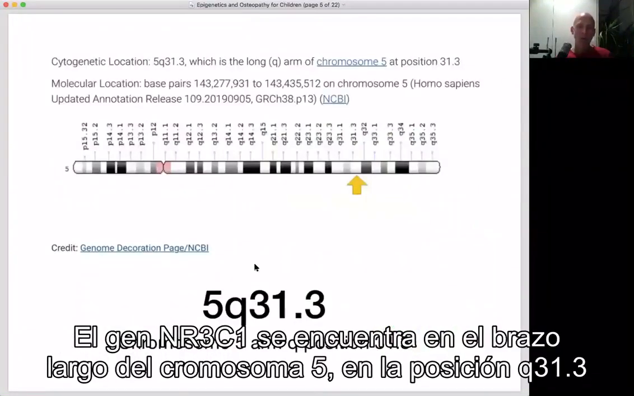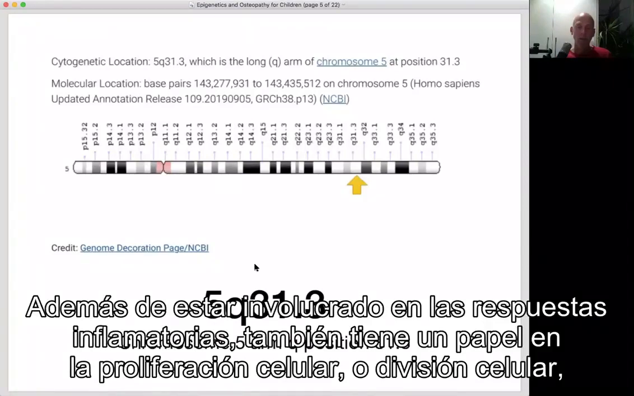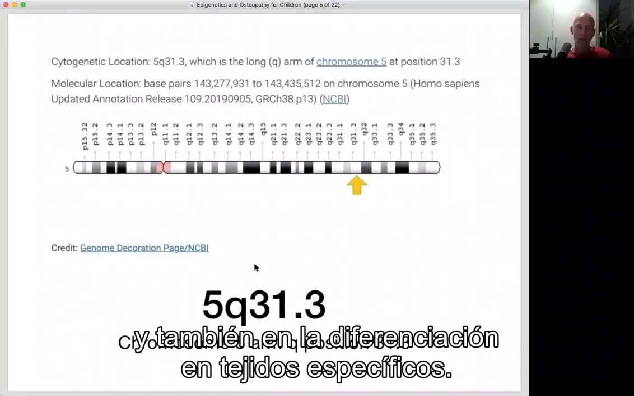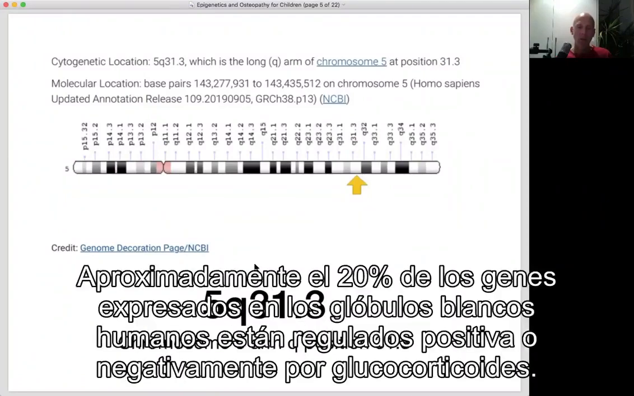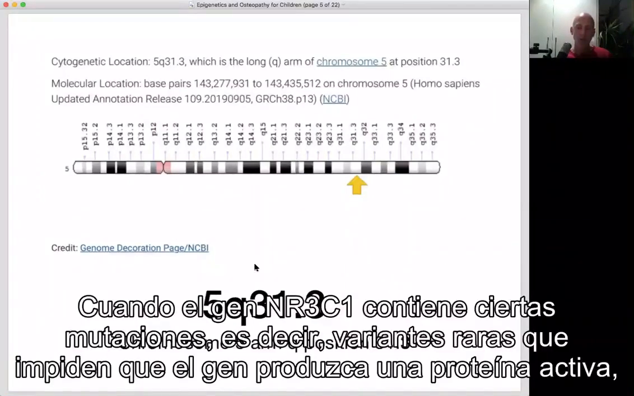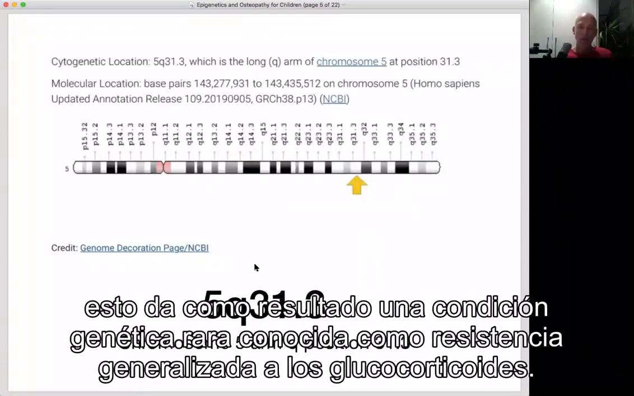The NR3C1 gene is located on the long arm of chromosome 5 at position Q31.3. As well as being involved in inflammatory responses, it also has a role in cellular proliferation, or cell division, and also differentiation in specific tissues. About 20% of the genes expressed in human white blood cells are regulated either positively or negatively by glucocorticoids. When the NR3C1 gene contains certain mutations, that is, rare variants that prevent the gene from producing an active protein, this results in a rare genetic condition known as generalized glucocorticoid resistance.